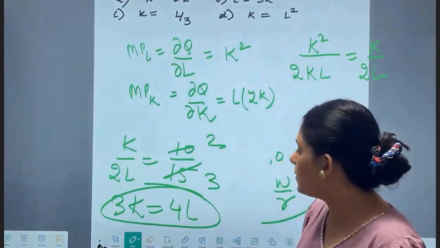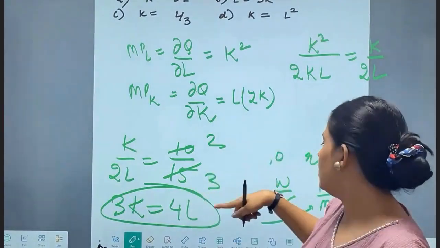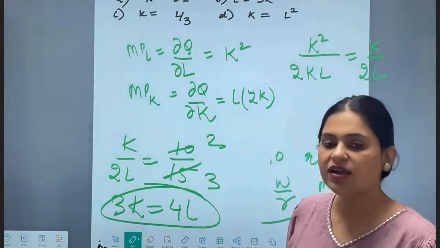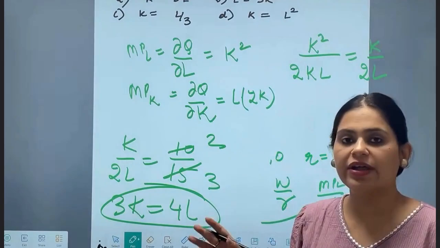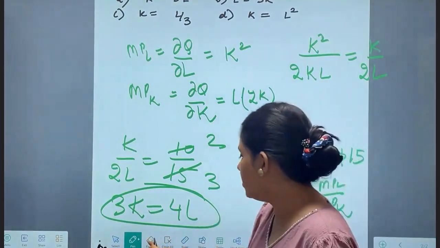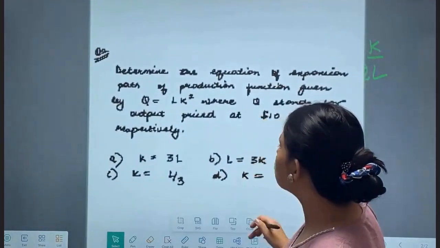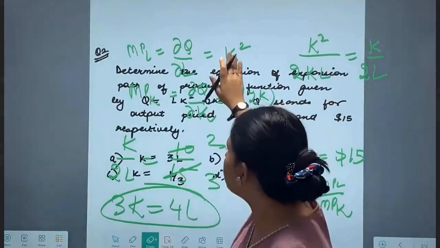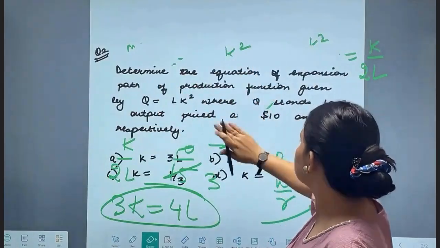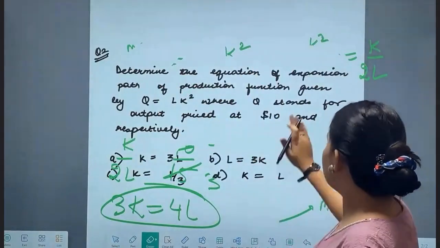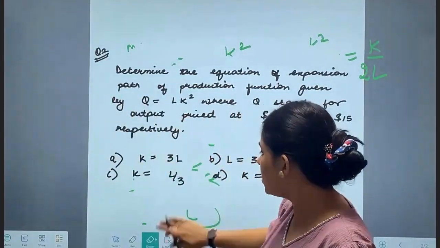So what are we saying? We are saying we need to find MPL, we need to find MPK and equate it to W by R, right? So this is what we should be going ahead and doing. This is the rule that we have. So look once carefully, beta. What is the question saying? The question is saying you are given a production function. Whenever it gives you a production function and gives you the cost of the inputs, it means that you have to find the equilibrium condition.